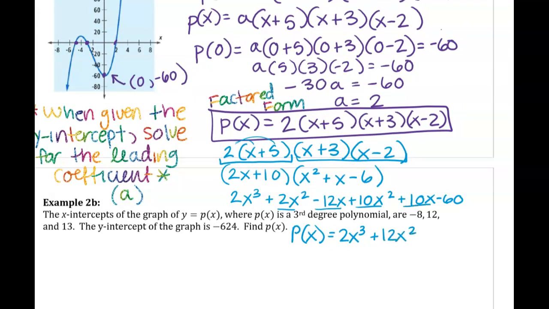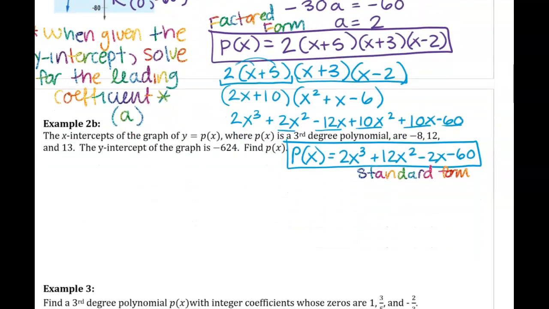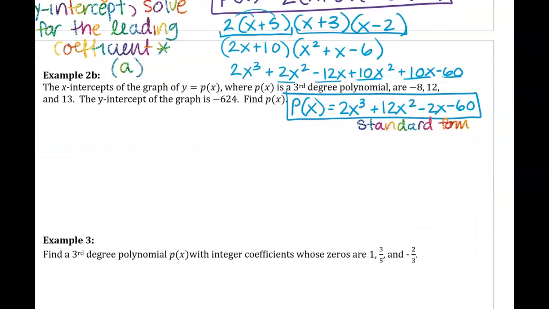Negative 12x plus 10x is negative 2x minus 60. And that right there is standard form. Okay, so do you see the factors or has it all been multiplied? You see the factors, it's factored form, otherwise it's standard form. So here's an example.